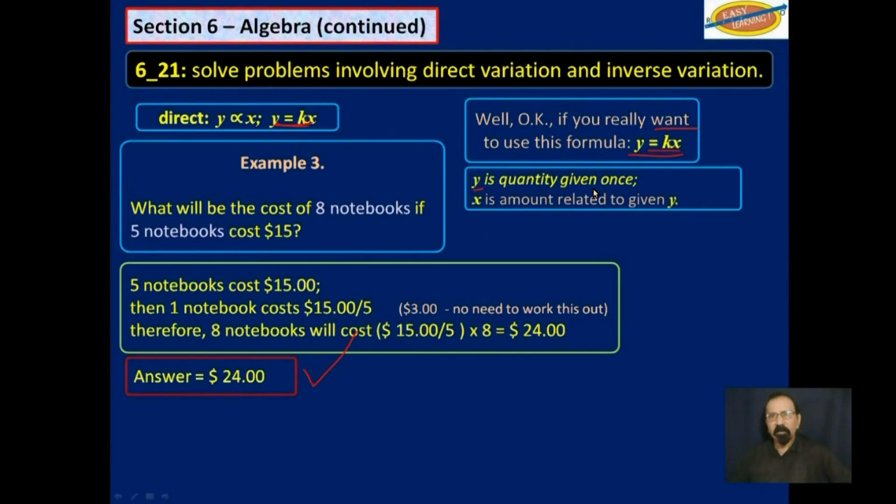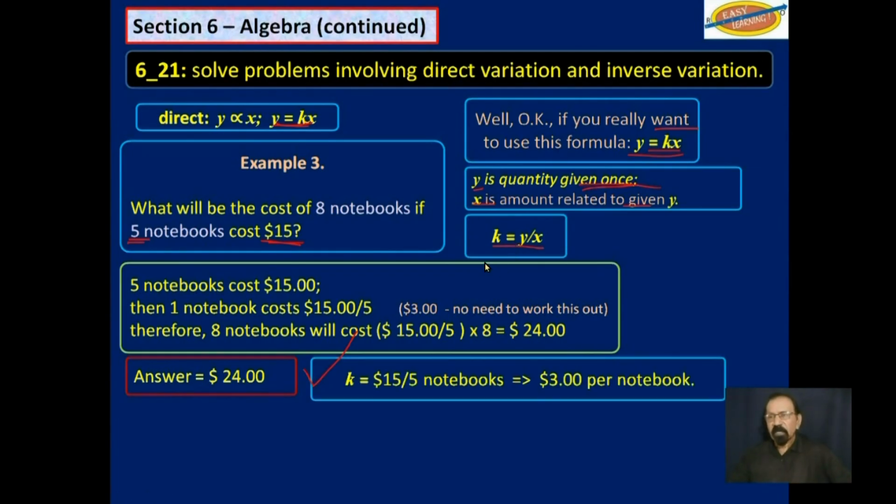y is the quantity given once, so that would be $15. And x is the amount related to that given y, which will be 5. So what do we do with that? We will find k. k is equal to y over x. Now remember what we said y is and what x is. So k is 15 divided by 5, which is $3 per notebook. Remember this up here. That is k. Now that you find that, you will go back to this equation here. You want to find y. You know what x is and you know what k is.